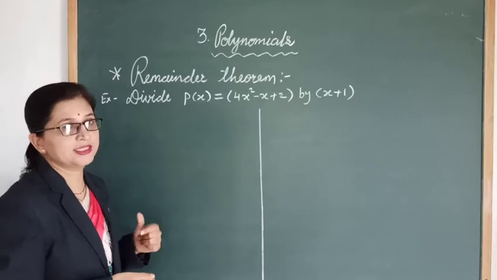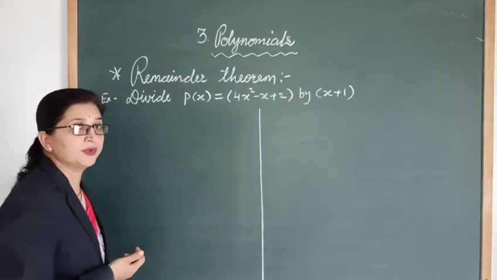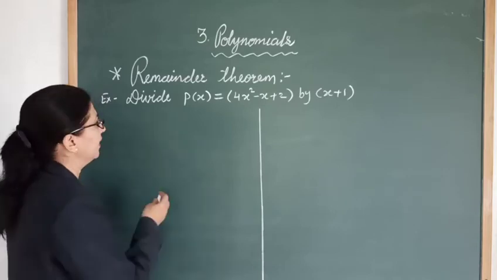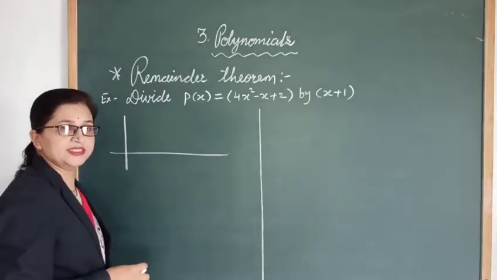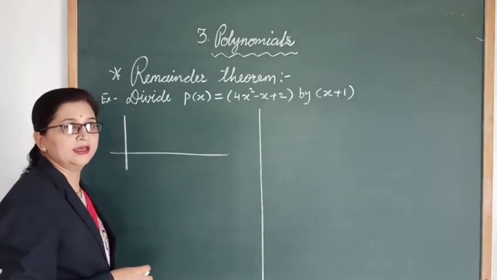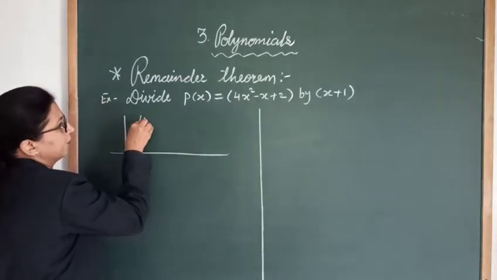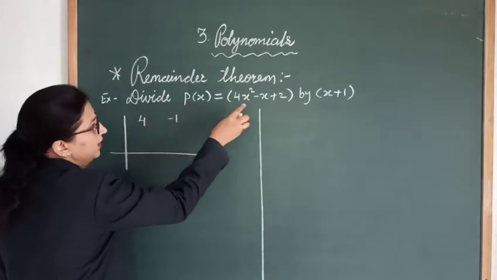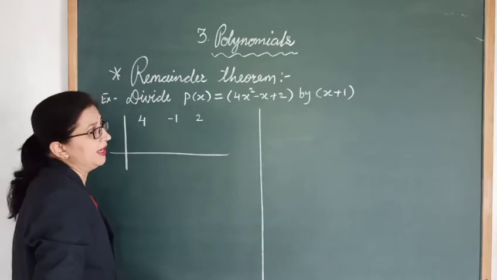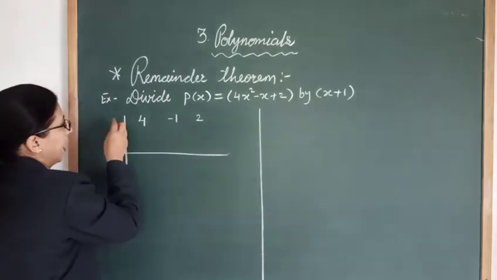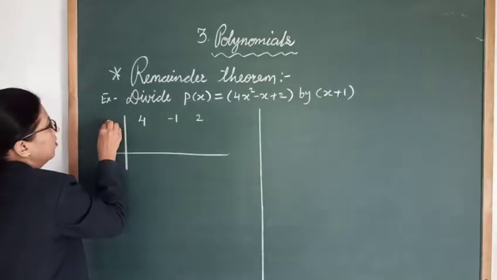Okay, let's divide this polynomial. Here we can divide it by any method, so now I am going to use synthetic division. In synthetic division we have to write the given polynomial in coefficient form. So let's write down 4, negative 1 and 2. Now it will be divided by x plus 1. As x plus 1 is there, we take its opposite value, that is negative 1.